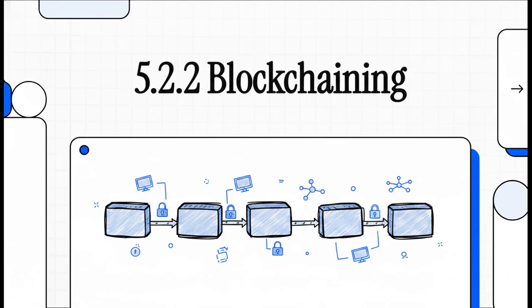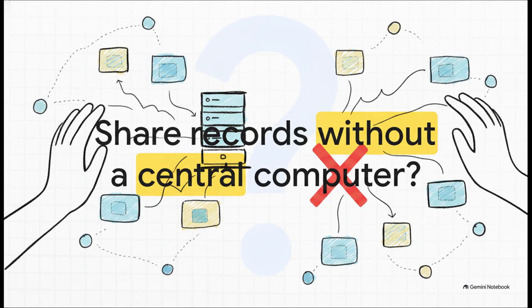Today we're diving straight into a really fascinating topic from the Cambridge IGCSE Computer Science syllabus, specifically Section 5.2.2 on blockchaining. We're going to decode exactly how this decentralized database technology fundamentally works. It's one of those concepts that sounds incredibly complex at first, but we're going to break it down into super clear, easy-to-grasp building blocks. So just think about this for a second.